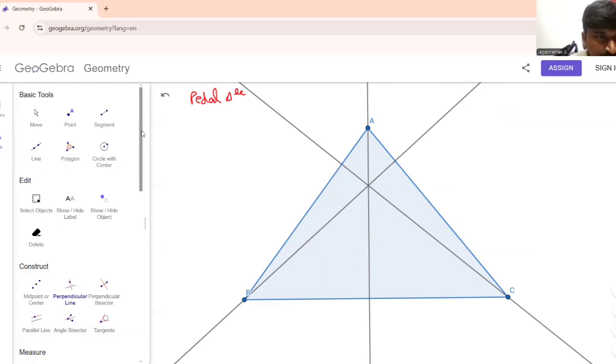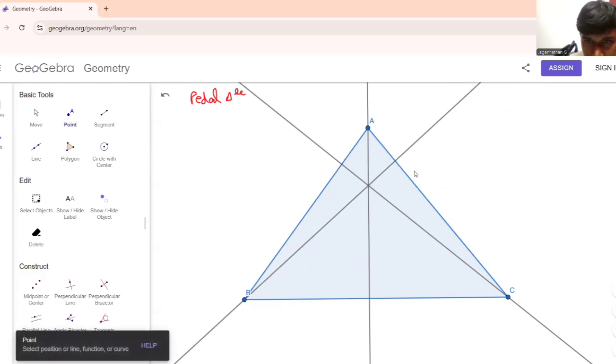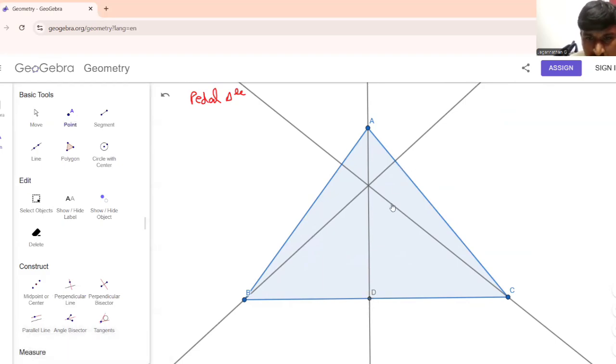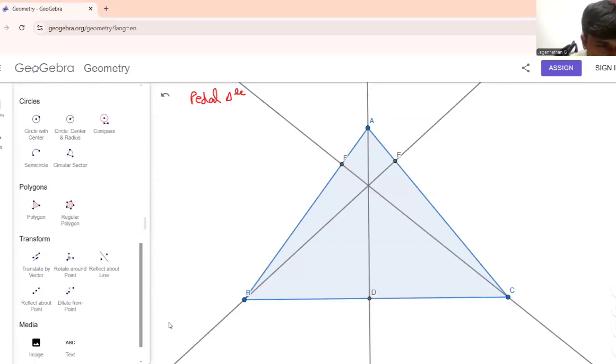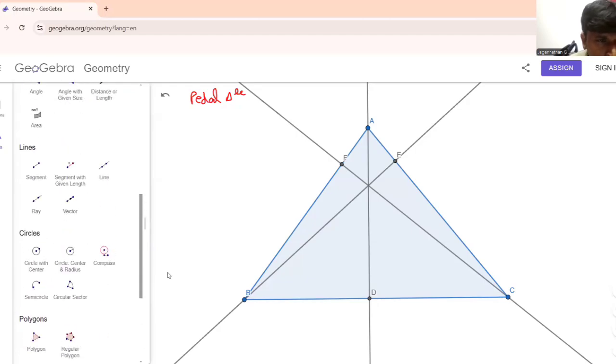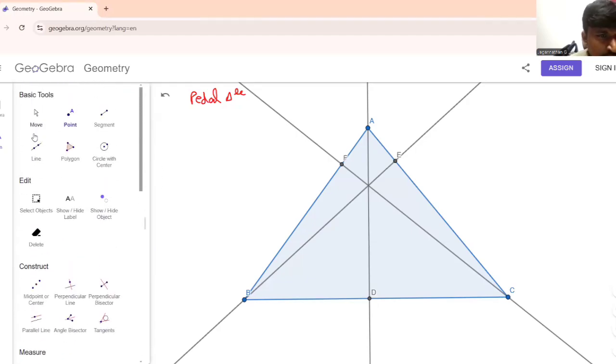Okay, let me name the points also. Name the perpendiculars AD, BE, and CF. Let me mark the angles also. Yes, see, I'm going to mark the angles, people. So 90 degrees, 90, 90, 90, and 90.